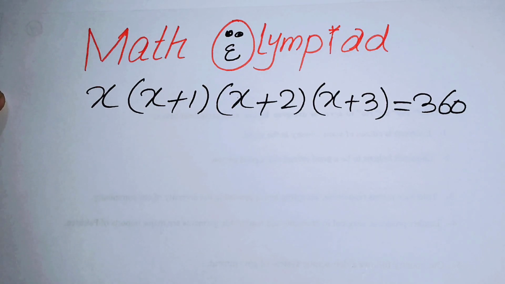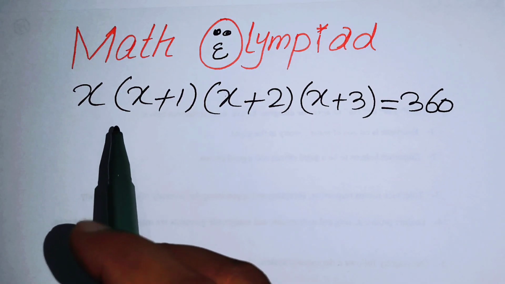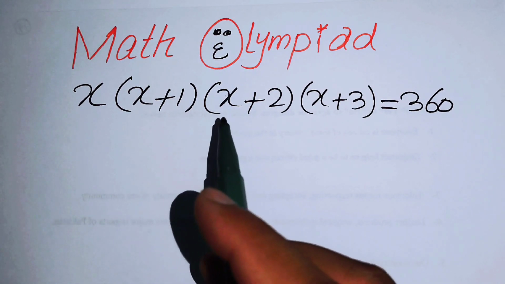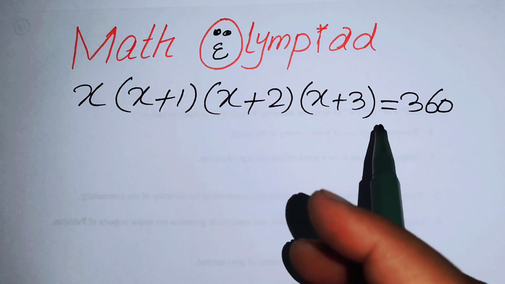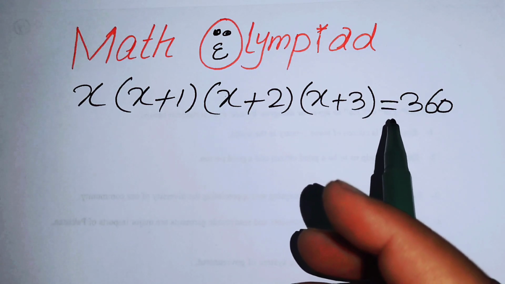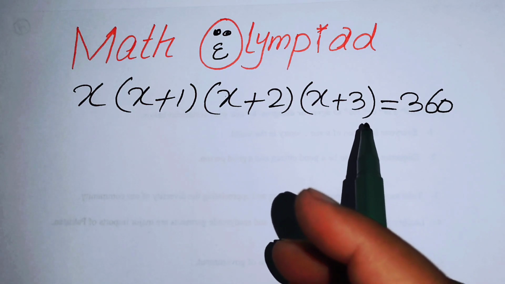In this video we are going to solve this nice algebra problem. Here we have x times (x plus 1) times (x plus 2) times (x plus 3) equals 360, and we will solve this problem for the value of x.